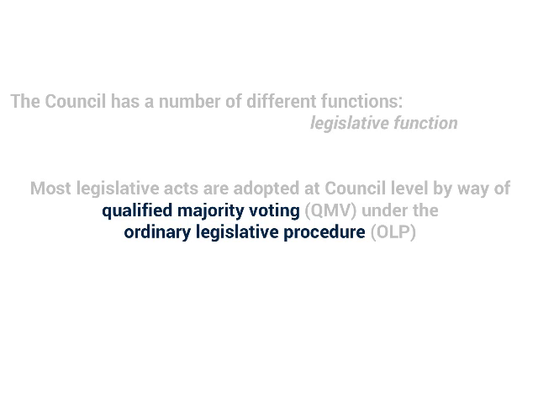The Council has a number of different functions. The first is its legislative function. The primary role of the Council is the adoption of legislation. The majority of Council legislative acts are adopted by way of qualified majority voting, or QMV, under what is referred to as the Ordinary Legislative Procedure, OLP.